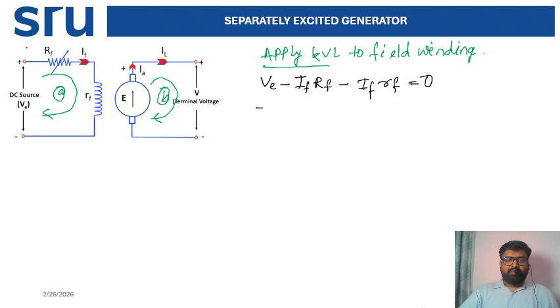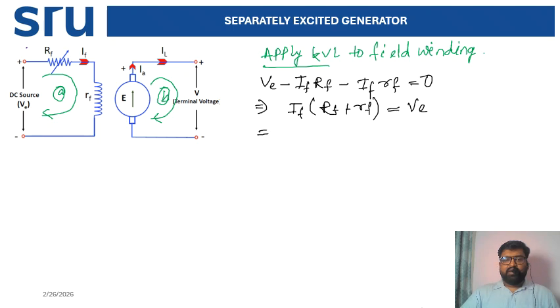Now come to the point of how we will calculate this field current. If we derive the field current from this equation, then can I write that IF, because IF is common in this, capital RF plus small rf, the variable resistance plus the fixed resistance, equal to.